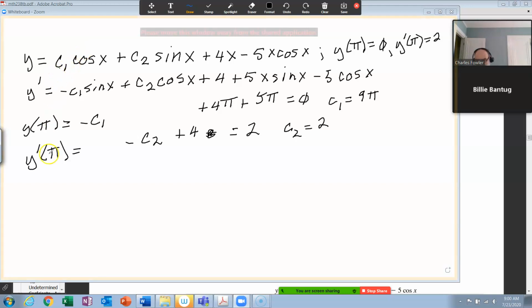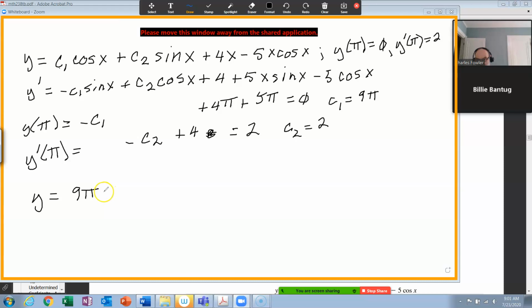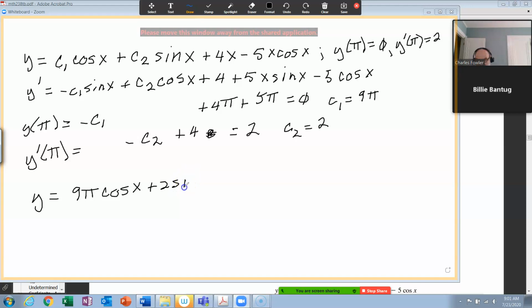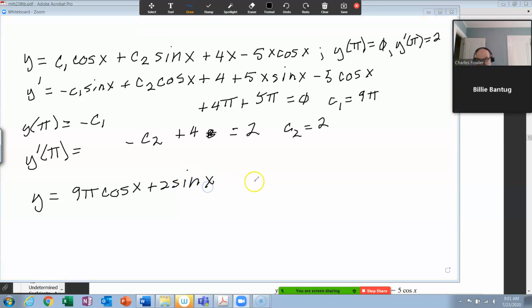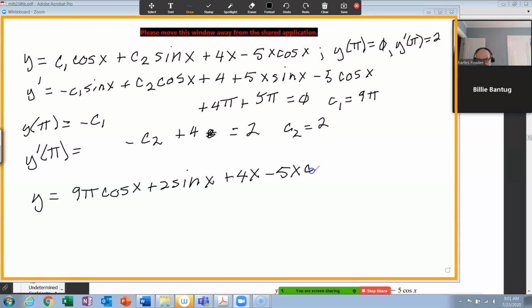Now we go back to our general solution and fill in these coefficients. Okay, y is equal to C1, which was 9 pi, times the cosine x, plus 2 sine x. It's a rather strange problem. Plus 4x minus 5x cosine x. Okay, that should be our solution of the initial value problem, and I've got it in the wrong place.